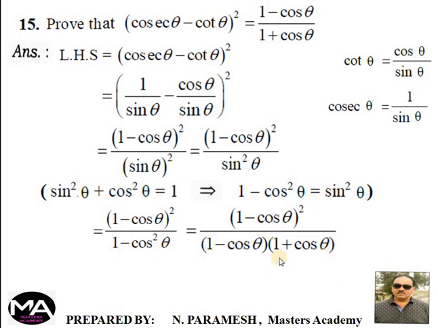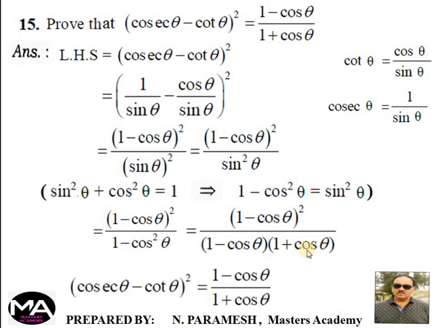is A plus B into A minus B. That is (1 plus cos theta) into (1 minus cos theta). One term of 1 minus cos theta gets cancelled, leaving (1 minus cos theta) by (1 plus cos theta). Therefore, (cosecant theta minus cot theta) whole square is equal to (1 minus cos theta) divided by (1 plus cos theta).